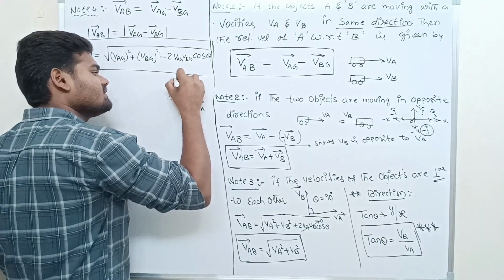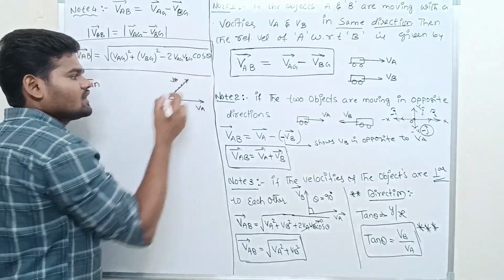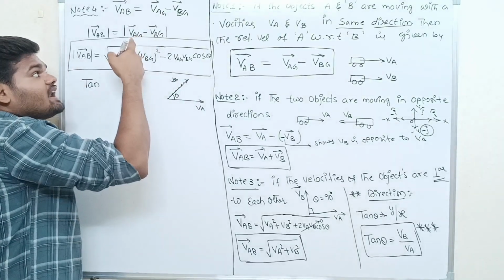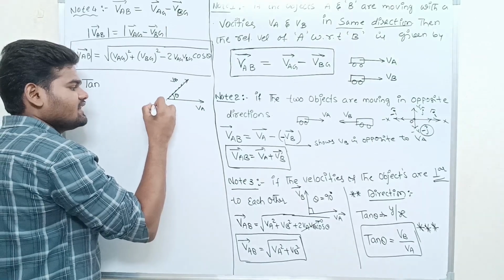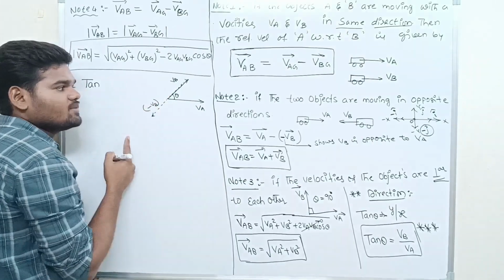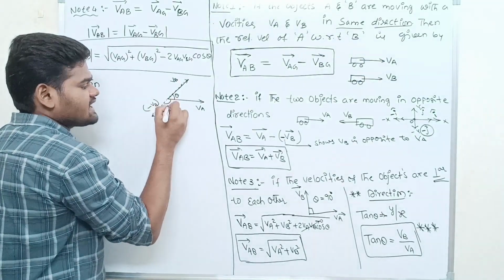This is VB. The angle between these two is, let us say, an angle theta. Okay, what we are doing, we are subtracting VA minus VB. So just take the negative vector, that is minus VB. All these things we are discussing in the subtraction of two vectors. So now what is this angle?